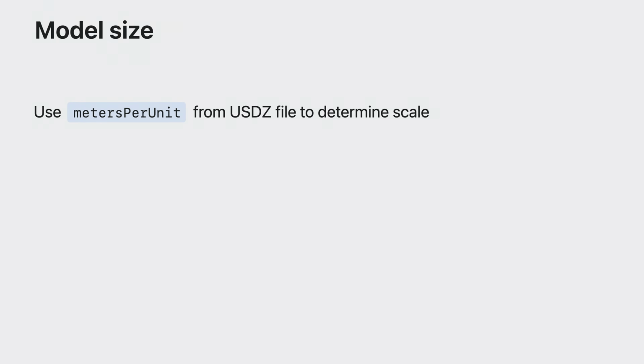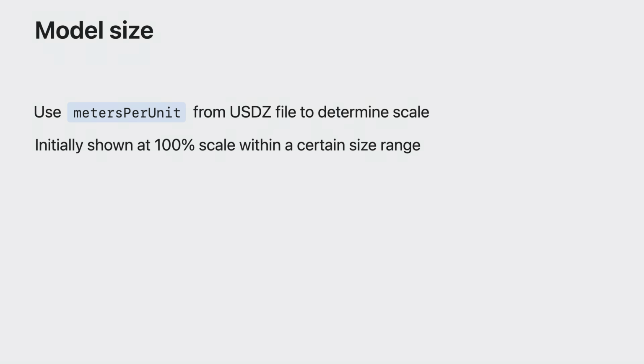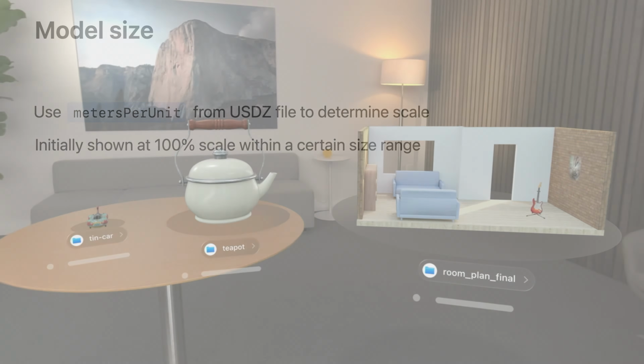Let's take a look. When loading the 3D model, Quick Look will respect the meters per unit value defined in USDZ's metadata to determine the scale unit with respect to the real world. In order to help people visualize the scale of the assets, Quick Look will try to present the model initially at 100% scale, if it is within a certain size range. Let's see an example.